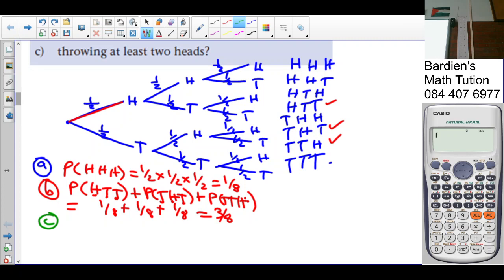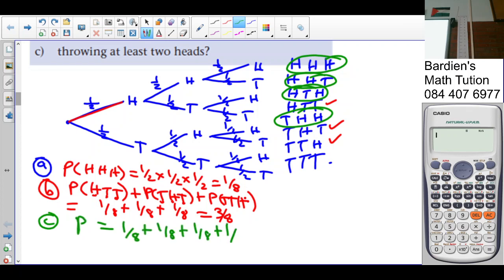Throwing at least 2 tails. Sorry, 2 heads. Would I consider triple H? Yes. This one, HHT? Yes. This one? Yes. No. Yes. In other words, the probability there is simply 1 out of 8 plus 1 out of 8 plus 1 out of 8 plus 1 out of 8, which is 4 eighths.